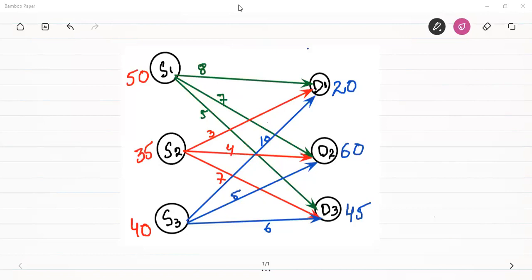We have some supply points. I have 3 supply points and 3 demand points. There will be some cost incurred in transporting the goods from one supply point to one destination, and these costs are on a per unit basis. Let me give an example. Simply, I can roughly take an example here.